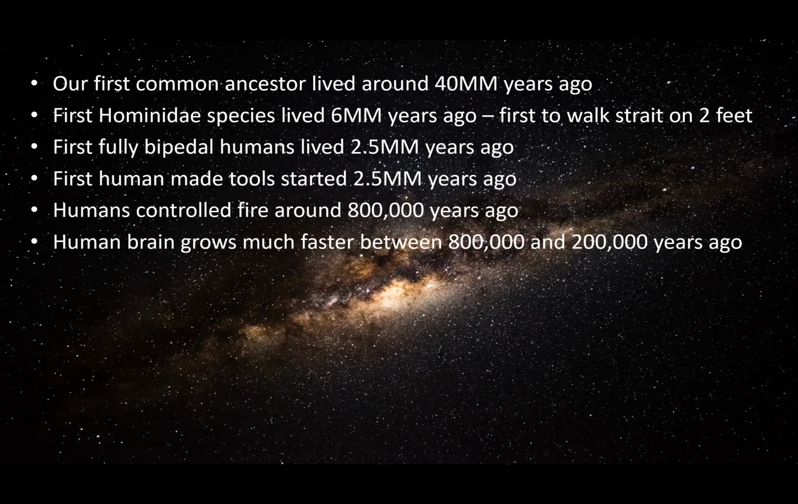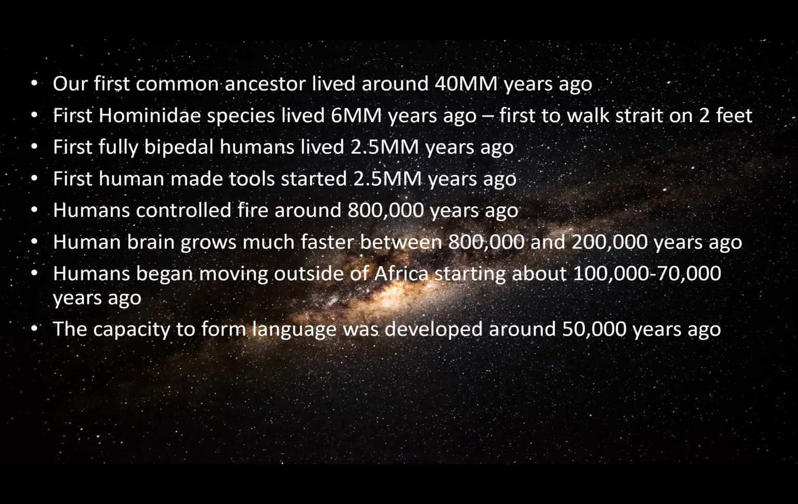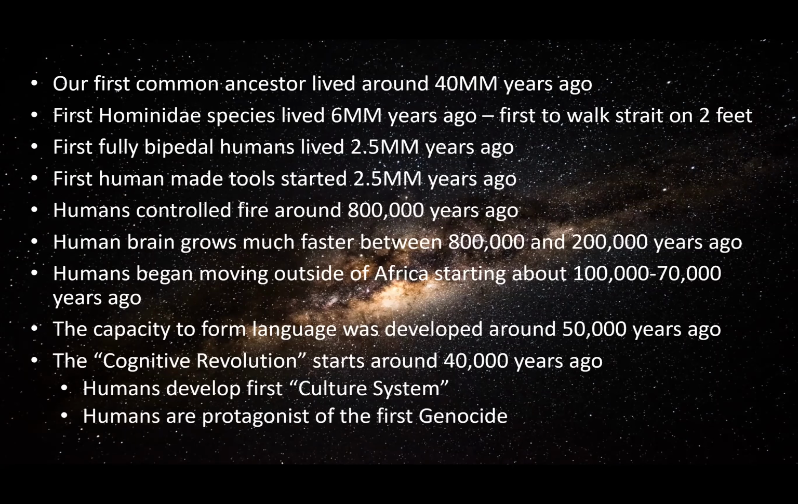And then, between 800,000 and 200,000 years ago, our brain developed like nothing else. It was the fastest speed of our brain development. And then we started to move out of Africa. And then we developed the capacity to form language and abstract thinking, and we created what today is called the cognitive revolution. Now we think, so now we create a new revolution because we have intention behind our thinking, and we have the free will to decide what we want to do and how we want to do it. And we developed the first cultural system, and we are the protagonists of the first genocide.